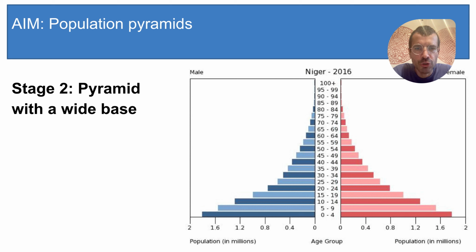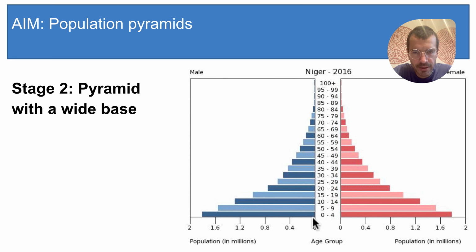Okay, let's look at stage 2. The population pyramid of a stage 2 country is a pyramid with a wide base. The overall shape is a pyramid, it's triangular, but the widest age brackets are at the very bottom, at the base. So, countries in stage 2 have a lot more young people than old people. There are a lot of baby boys and a lot of baby girls. But as we move up in age, there are fewer and fewer people in each bracket.